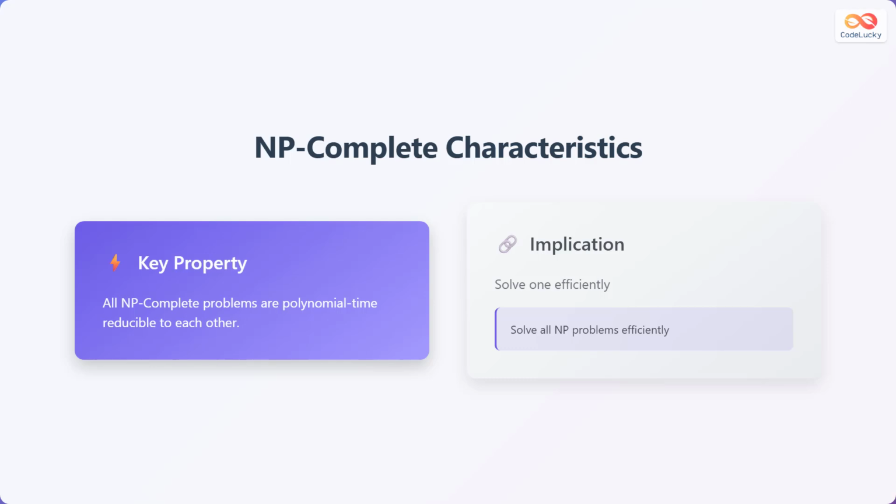The major implication of this property is that if you can solve one NP-complete problem efficiently, then you can solve all problems in the complexity class NP efficiently. This would have significant implications for computer science, as it would mean that many currently intractable problems could be solved quickly.